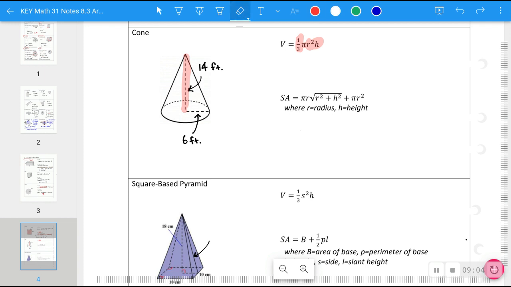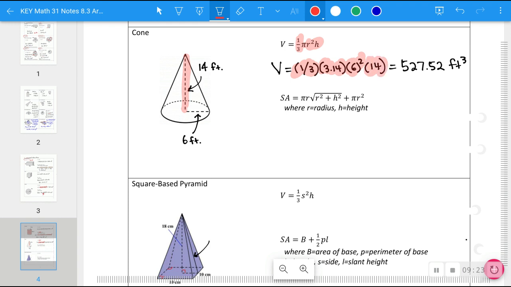And first of all, the volume. You plug the numbers in, and the first part here is going to be 1/3. You type parentheses 1 divided by 3. Then you're going to use the estimate of 3.14 for pi. Then you're going to put the radius and square it. And then you're going to multiply by the height. And that gives you an answer of approximately 527.52. The units here in volume would be cubic feet.